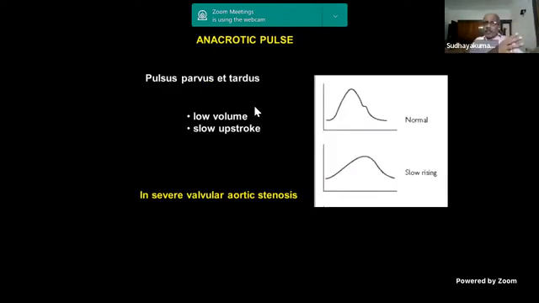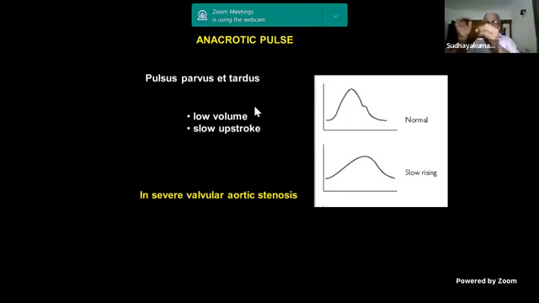Next thing is, these are the areas where you should have a clear concept. Then comes the pulsus parvus et tardus. Parvus means low volume. It can occur in any condition where the stroke volume is low. But in aortic stenosis, the important feature is the tardus pulse, the slow rising pulse. That is the most important.